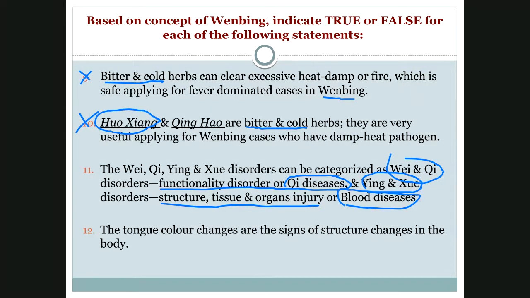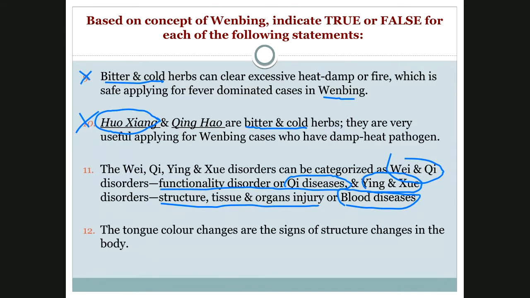Are they correct? If people suffer Wei and Qi disorder, once they recover, there is no damage to their organs and tissues. But once people suffer nutritive Ying and blood disorder, once they recover, there are always some scar tissues left behind, elevated enzymes, and some organ disorders. Thank you very much. They are correct. So number 11 is correct.